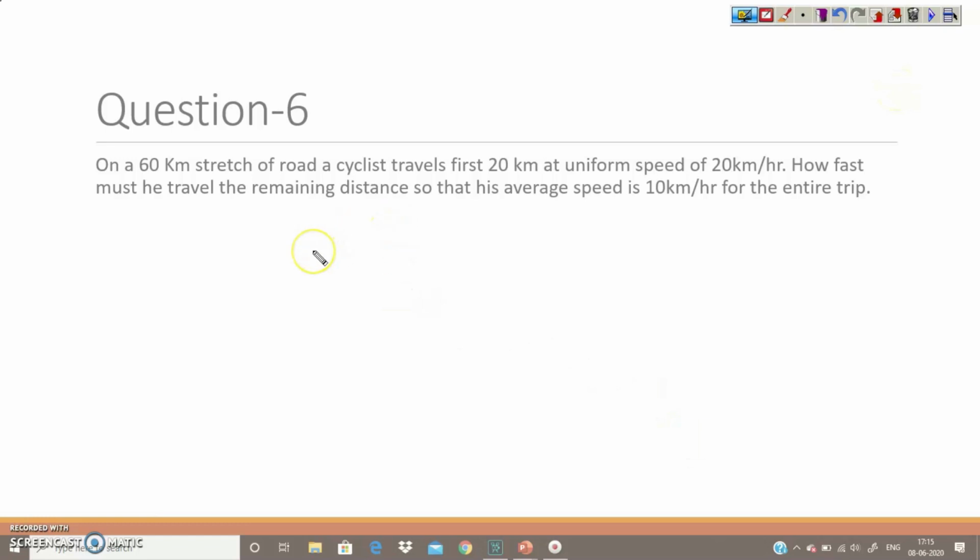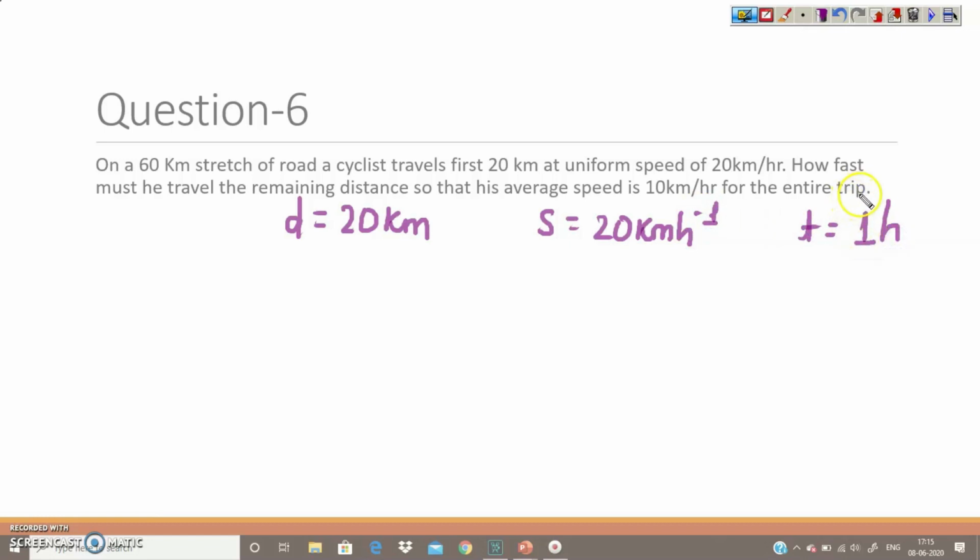First, let's write all the things that are given to us. For the distance, I'm writing d. It's 20 kilometer for the first part. Speed is also given, 20 kilometer per hour. And time, we will take 1 hour because it's saying uniform speed. Also, to find time, speed is distance upon time, right? So speed is given 20, distance is given 20, and you should find time. When you cross multiply, you divide 20 by 20 and you get 1. So it is 1 hour. I wrote hour because everything is in hour.